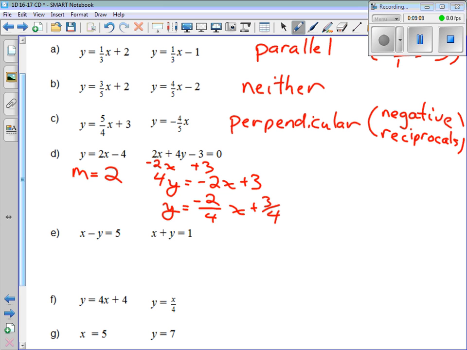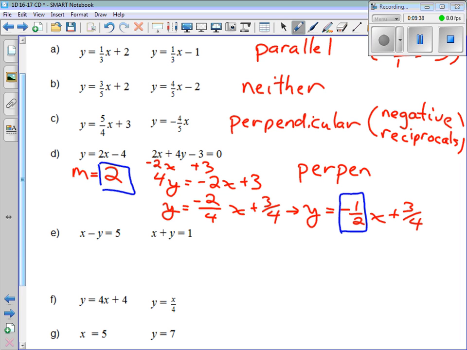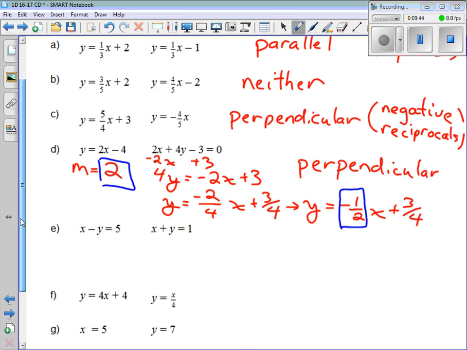Jackie? Yeah, so we should simplify this a little bit. Negative 2 over 4 is negative 1 over 2. Now we want to compare our two slopes. Negative 1/2 and 2. Parallel, perpendicular, or neither? Stephanie? They are perpendicular because those two slopes are negative reciprocals. Okay.